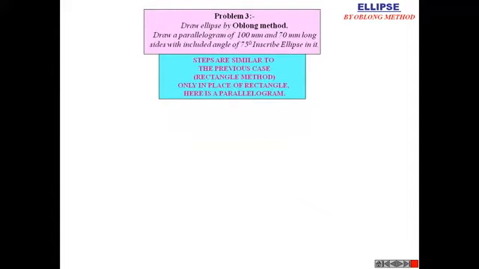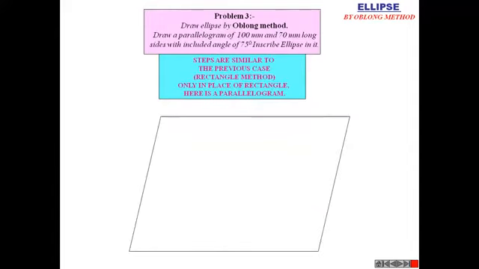Next is the oblong method. The only difference is the inclination, here 75 degrees. Draw the parallelogram. Then draw a similar major axis of 100 mm, naming it AB. The minor axis is 70 mm; C and D are the minor axis ends, 35 mm above AB and 35 mm below AB.